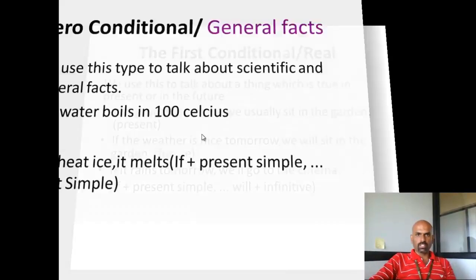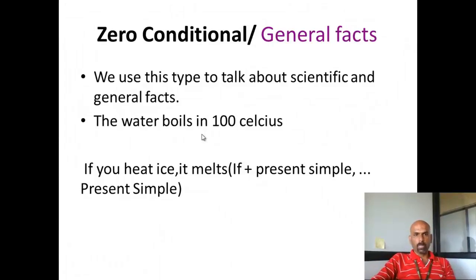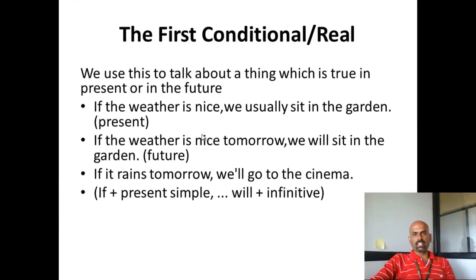Before we move to the first conditional, let me give you one more example. If you keep the water in the refrigerator, it freezes. If you keep the water in the refrigerator, it freezes, because it is a general fact. If you keep the water in the refrigerator, it's in the present tense. It freezes, again it's in the present tense. So generally it is a scientific fact which you cannot change. That's why we normally use the zero conditional. Let's look at the next conditional.